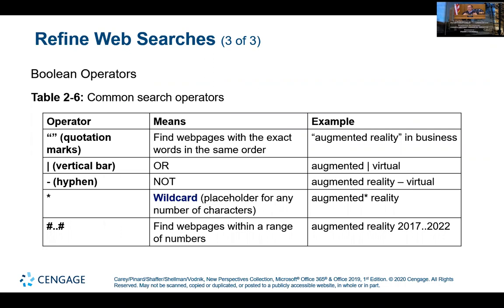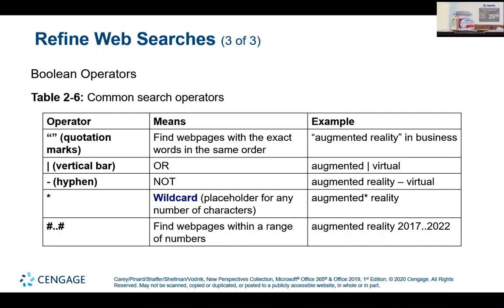This particular page is showing you that you can use quote marks around the search item. And this finds web pages with the exact words in the same order. You can use a vertical bar, and that means the or condition. So you can search for this or you can search for that. All right. A hyperlink, the minus symbol in front means not. So you can say, I want everything in this particular area that doesn't fit this.